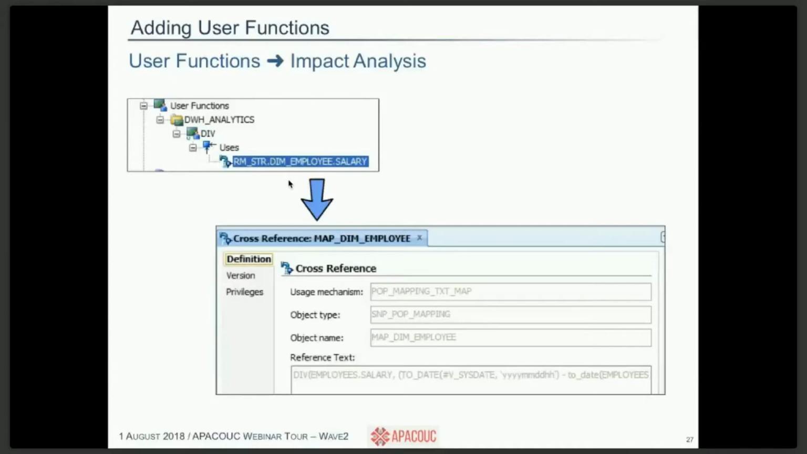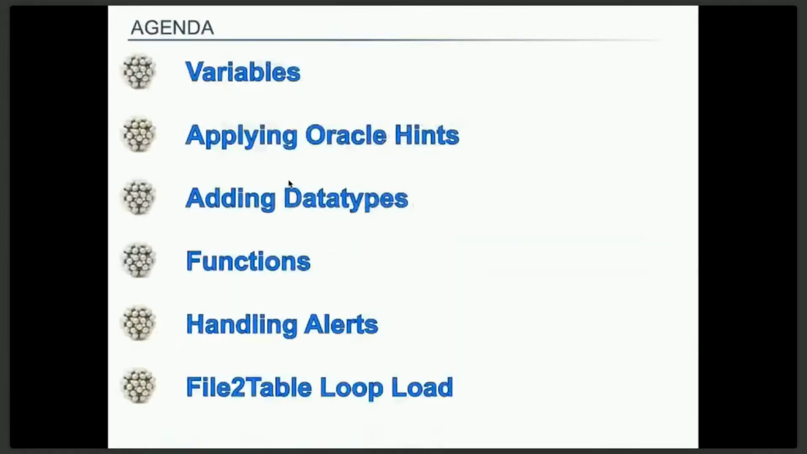It is because when you wish to update or make some changes in the function, you will see how many mappings or how many interfaces are having an impact, and you need to change them. So let's go to alerts.